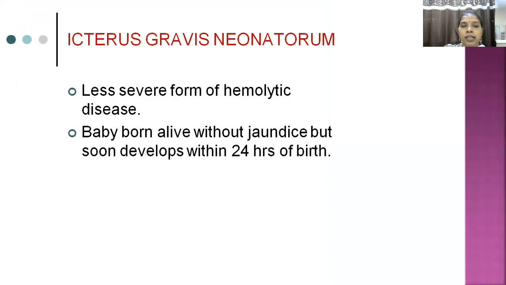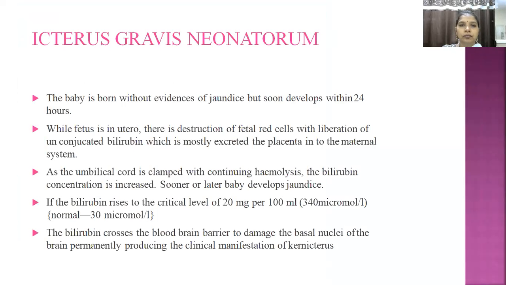The next one in the spectrum: we've discussed hydrops fetalis. The next one is icterus gravis neonatorum. That is a less severe form of hemolytic disease. Baby born alive without jaundice, but soon develops jaundice within 24 hours of the birth. So coming to icterus gravis neonatorum, the baby is born without evidence of jaundice, but soon develops it within 24 hours.